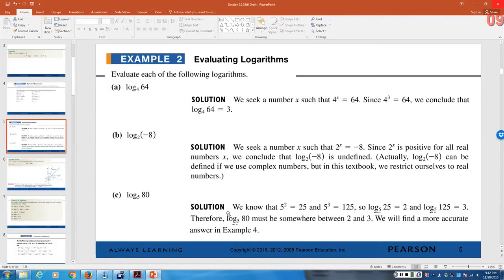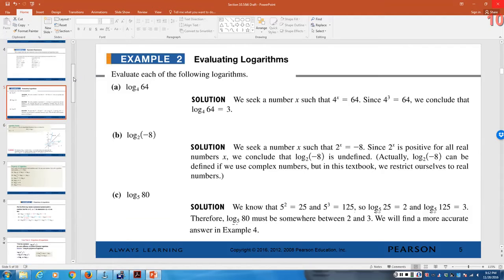Now the base 5 logarithm of 80 says, what power could you raise 5 to and get 80? Well, you can't. There's no whole number power that you can raise 5 to. 5 squared is 25, 5 cubed is 125, and 80 is in between there. So the only way that we can answer that is to say, well, it's somewhere between 2 and 3. Now, we have a way to get a more accurate answer.